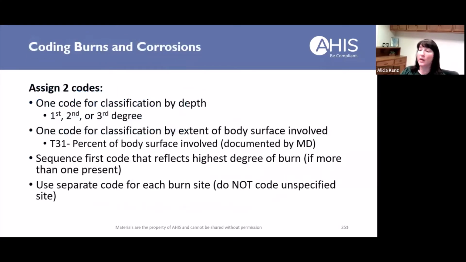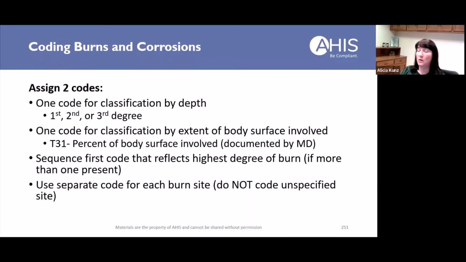So when it comes to coding burns and corrosions, you want to make sure that you're assigning 2 codes. One code for the classification. So is it a 1st degree, a 2nd degree, a 3rd degree? That's the first code. Then the second code is the percentage of body surface that was impacted.